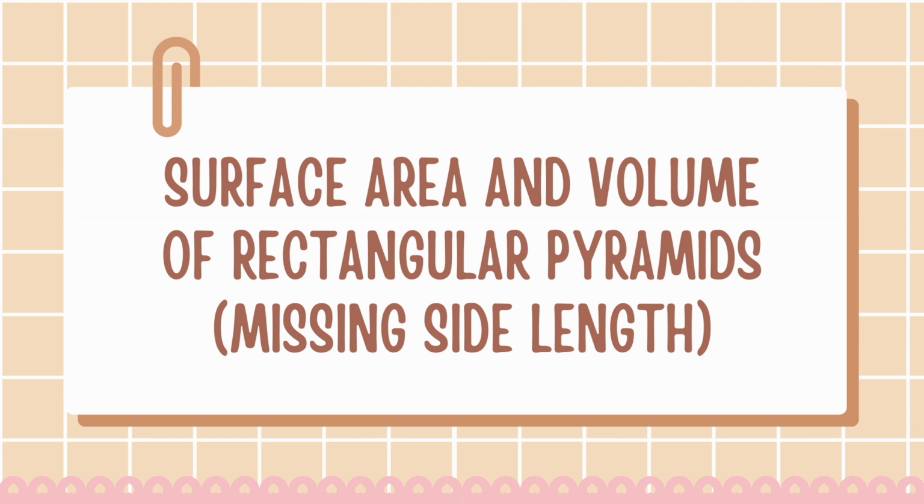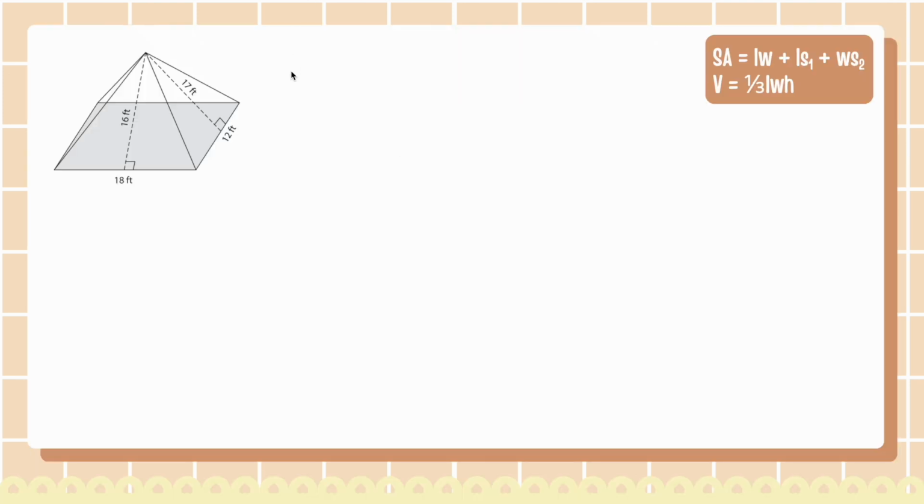Hi, today we're going to be learning how to calculate the surface area and volume of rectangular prisms when missing a side length. So we're going to be taking a look at two different ways to solve for the surface area and volume of this rectangular pyramid. If you'd like to see the method involving these formulas and how to apply them, feel free to skip ahead. So let's go ahead and start off with our surface area.